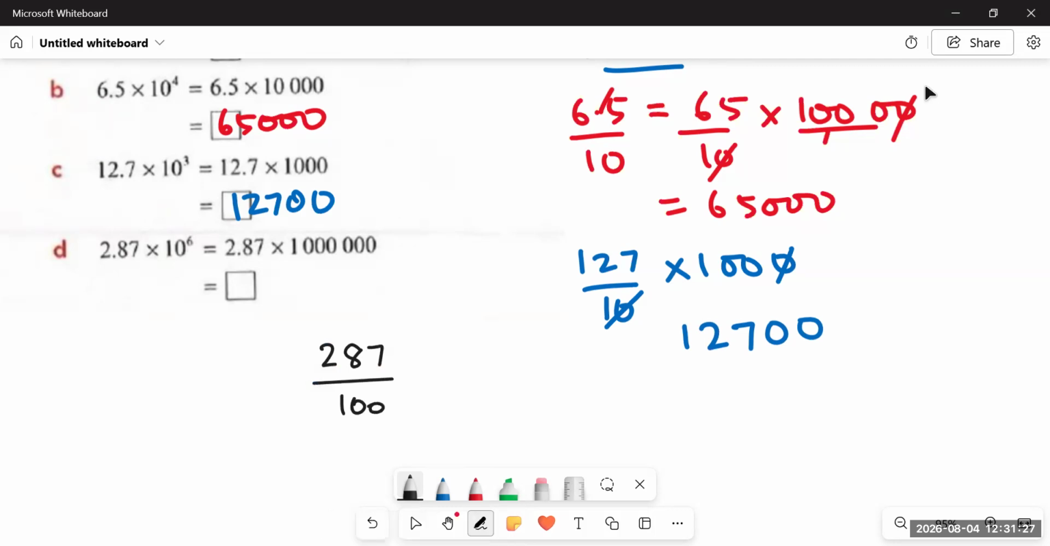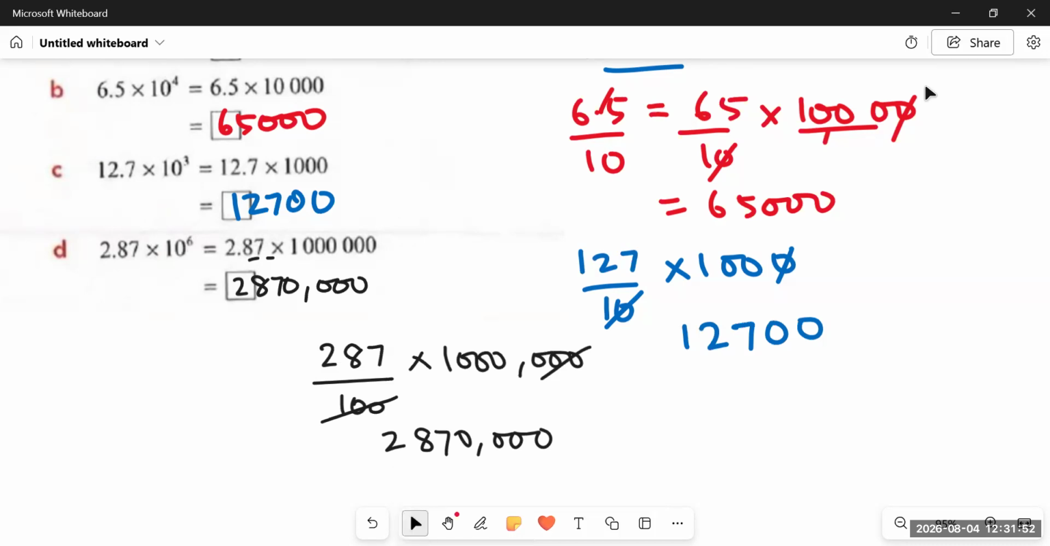Why? Because this time we have two decimal places, two digits after the decimal, and when we multiply it with 1 million, two zeros will be crossed and we are left with 287 multiplied by 10,000, which would be 2,870,000. So that's 2,870,000. Okay.